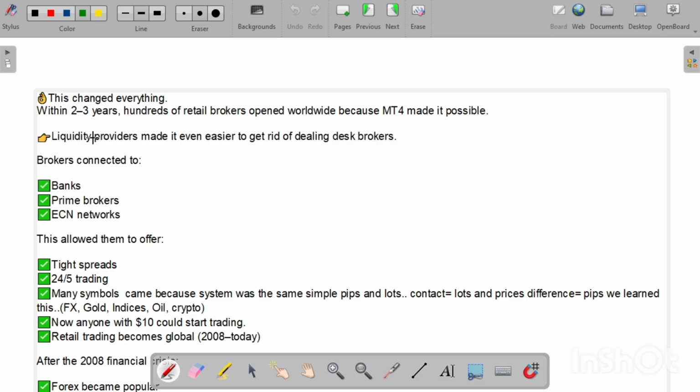So you need a broker that has a system whereby they connect with the liquidity providers. What they benefit from is only commissions and swap fees. So brokers connected to banks, prime brokers, and ECN networks are the main liquidity providers. The broker can have banks, prime brokers, or ECN.